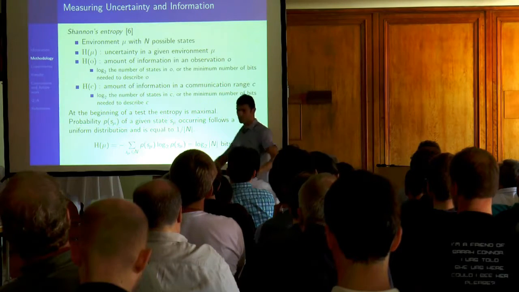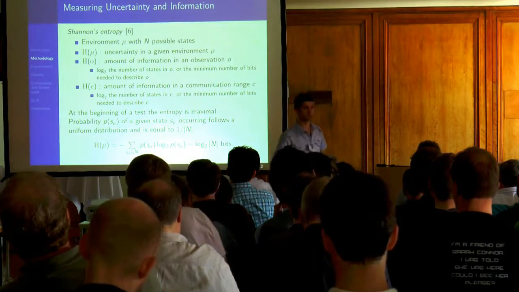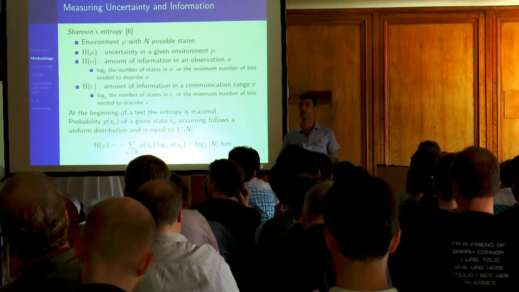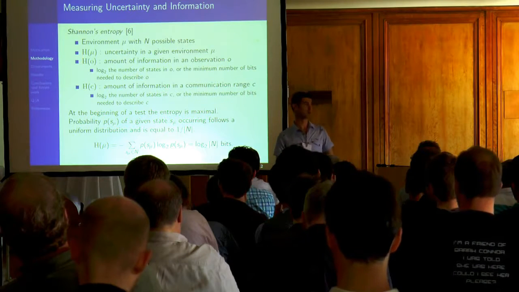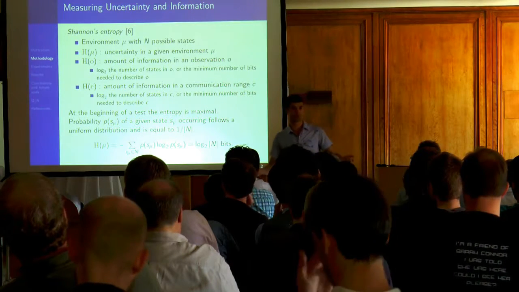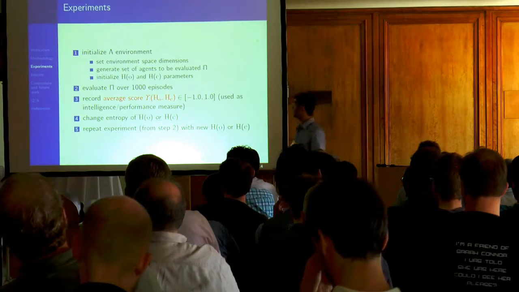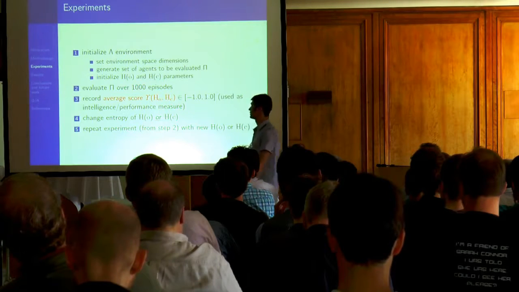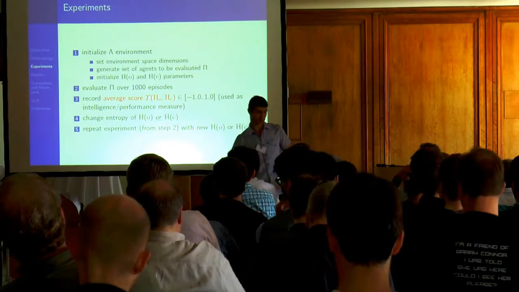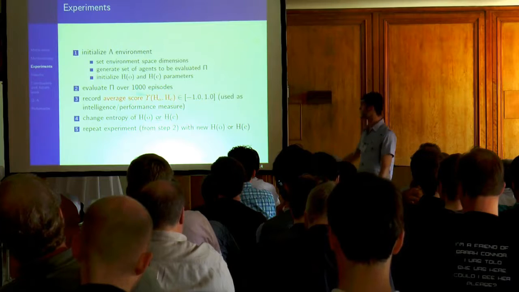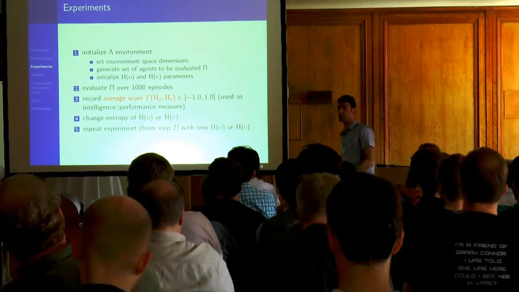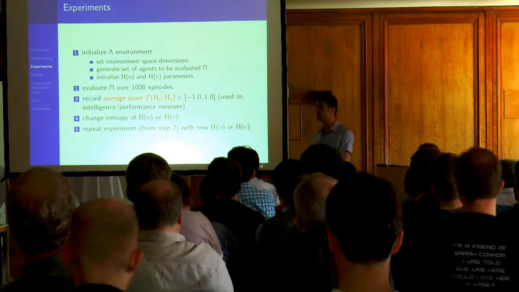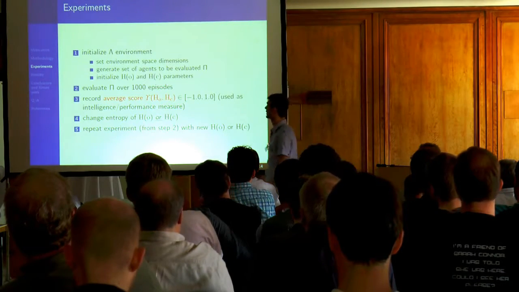And consider an environment with n possible states, and since at the start of the test the agents have complete uncertainty about this environment, we can calculate the uncertainty in an environment as the entropy, which is minus log 2 of the number of states. So we will initialize the environment first, generate a set of agents, initialize the entropies for communication and observation, run a test for 1,000 episodes, record the scores, which is an indicator of intelligence, and then we will change these HO and HC, the entropies, and repeat the experiments and record the results again and see what's going to happen.